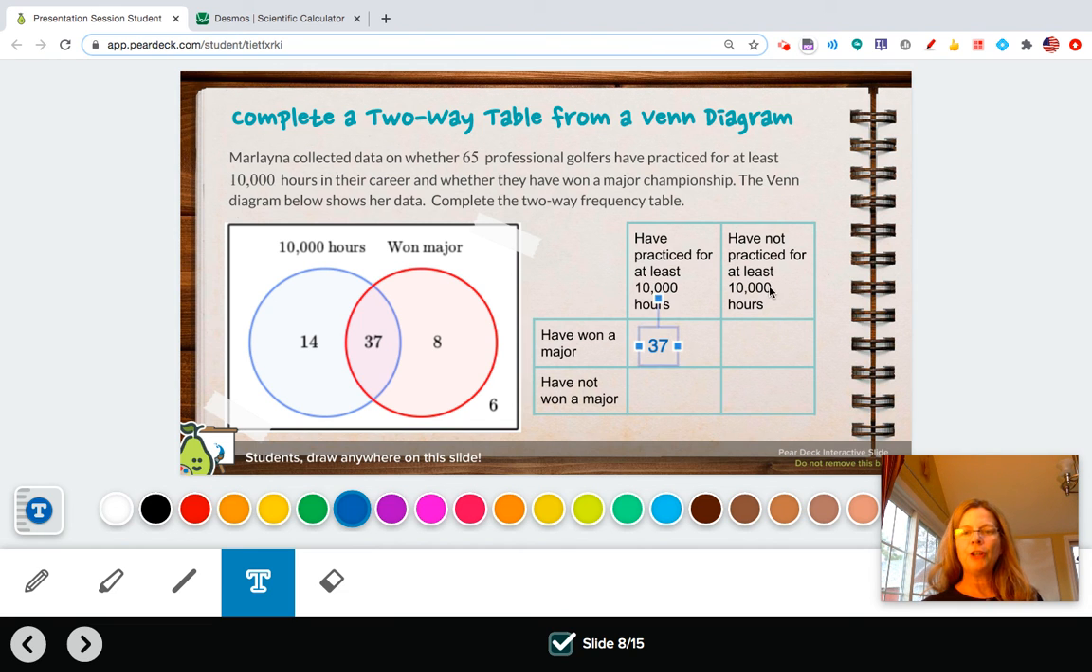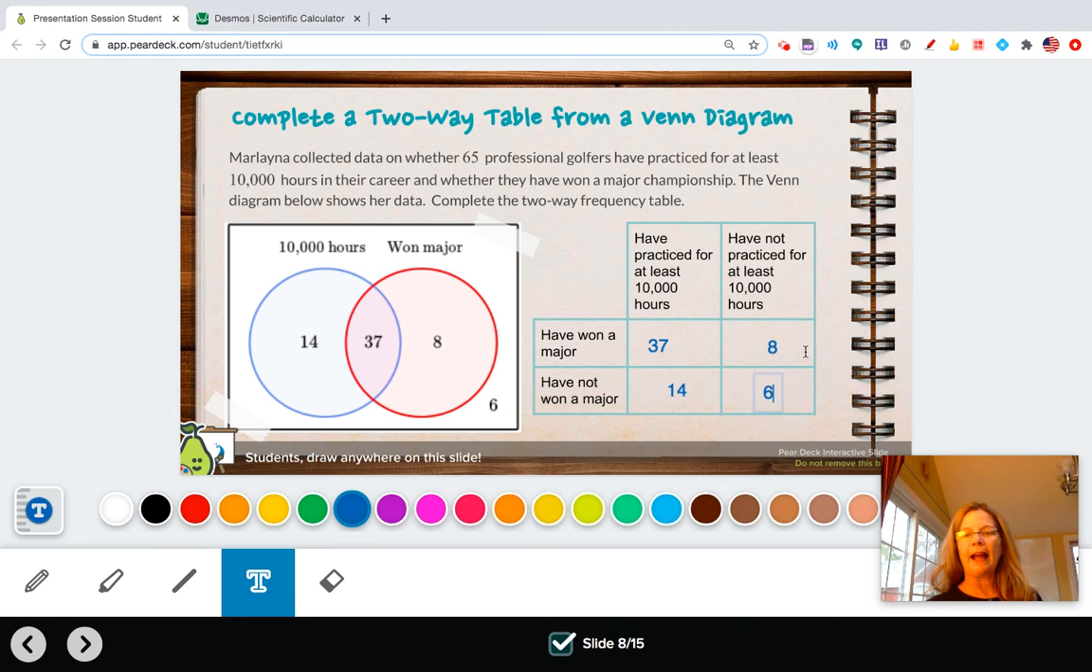The number who have not practiced for at least 10,000 hours, so that's in the red, but have not won a major, that's 8. And what about practice for 10,000 hours, so that's in the blue, and they've not won a major? That would be 14. And finally, the number 6 comes into play here when we say they haven't practiced for at least 10,000 hours, so nothing in the blue circle, and they haven't won a major, nothing in the red circle. So it must be these 6.